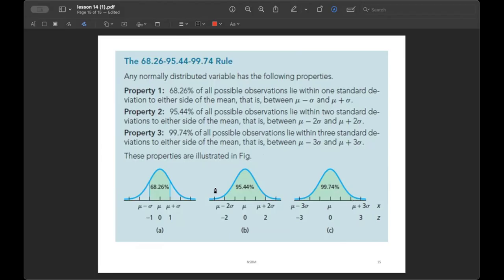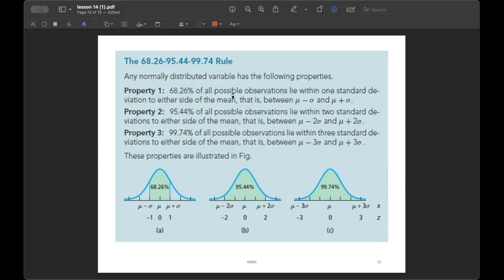That is what they are saying: in property 1, this region covers 68.26 area, and this part covers 95.44. This third region, the whole part, covers 99.74. That's what they have given. We call this theory the central limit theory. Observations lie within these regions.